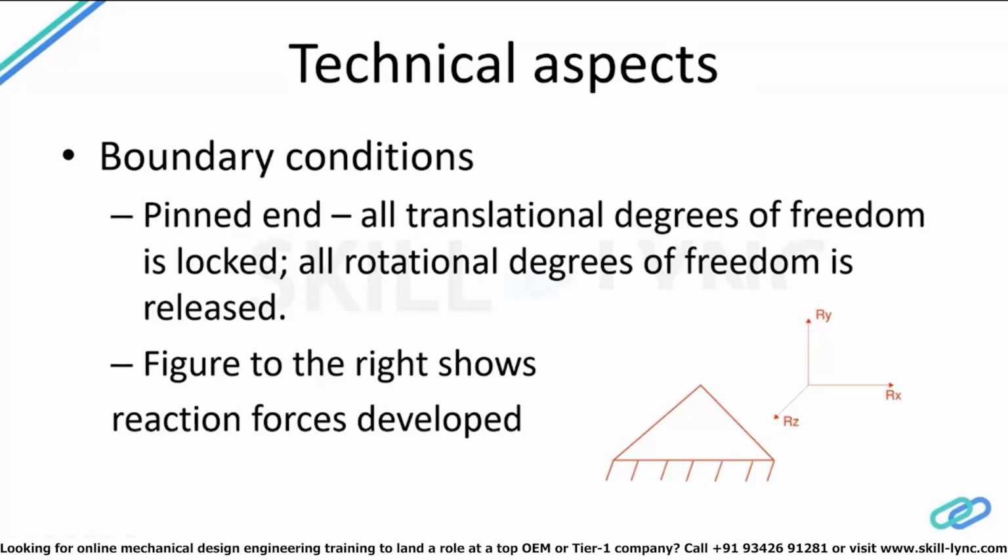So for example, if we look at this first one here, we're talking about a pinned end support. What this does is it locks all of the degrees of freedom of translation in all three directions. That's what I'm showing here, Rx, Ry, and Rz. Those are the reactions that this pin support would produce in the three-dimensional directions, because it locks the translational degrees of freedom of a member.